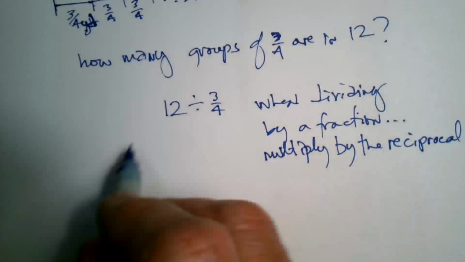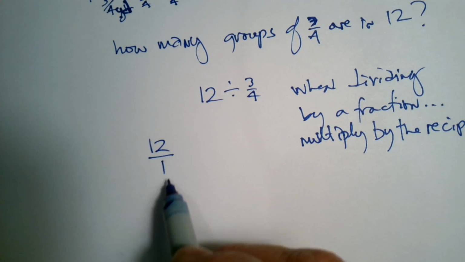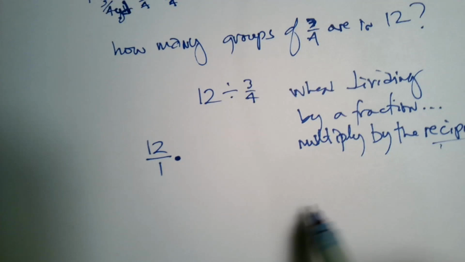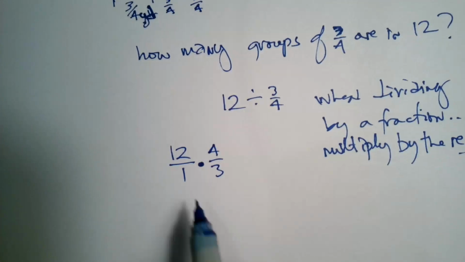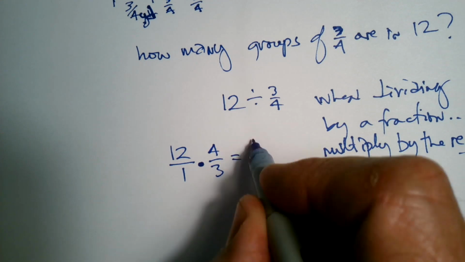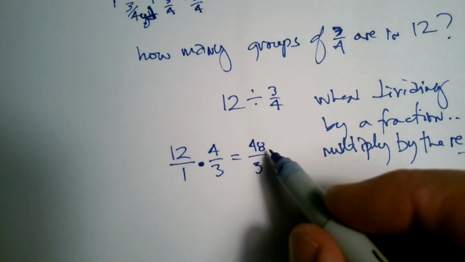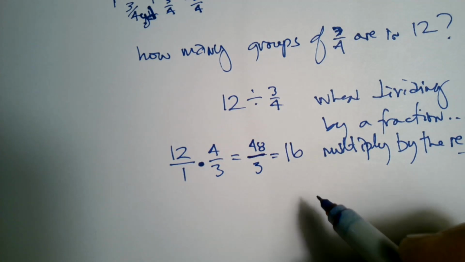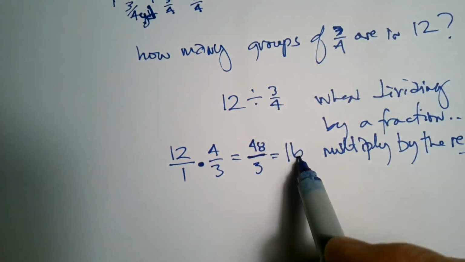So what does that look like? I'm going to take 12 and put it as a fraction. You can take any whole number and make it a fraction by putting it over 1. And I'm multiplying by, instead of 3/4, the reciprocal of 3/4, which is 4/3. So now I've got this multiplication problem of fractions. When you're multiplying fractions, you can just multiply straight across and you get 48 over 3. Then 48 over 3 can simplify because 48 divides by 3, remember that fraction bar means division, and you get 16. So right here, we have the fact that 12 divided by 3/4 is 16.